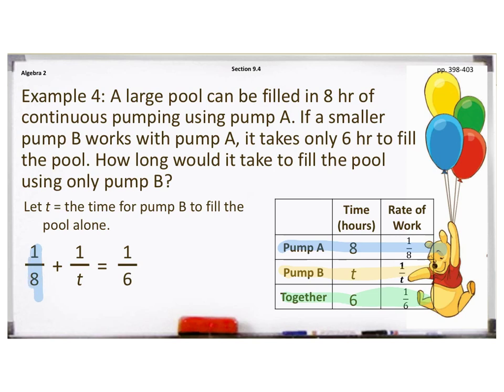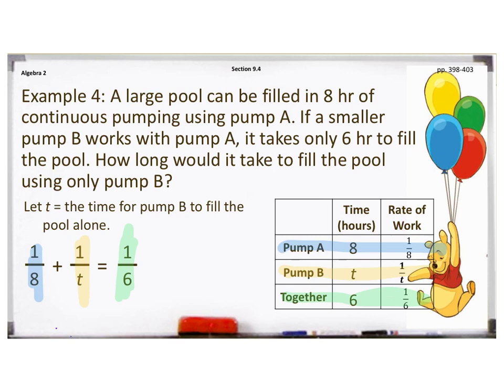Pump A plus pump B is equal to the two together. Now we just solve for T. All right, so common denominator to get this fraction together. I'm going to have T over T, and this is going to have 8 over 8. Oh, wait, actually, they have you do it a different way. So let's do it the way they're showing you how to do it, how your book does it.